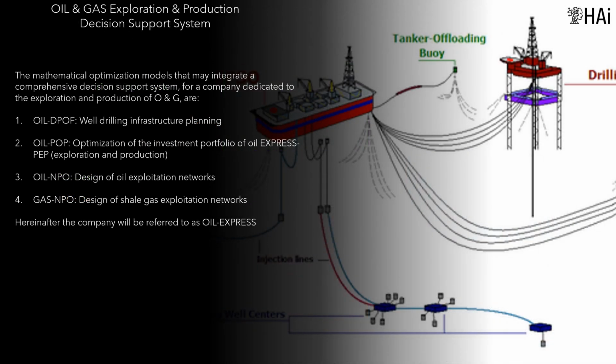The mathematical optimization models that may integrate a comprehensive decision support system, for a company dedicated to the exploration and production of oil and natural gas, are Oil POF, well drilling infrastructure and network planning; Oil POP, optimization of the investment portfolio of investment, exploration and production; Oil NPO, design of oil exploitation networks; and Gas NPO, design of shale gas exploitation networks. Hereinafter the company will be referred to as Oil Express.